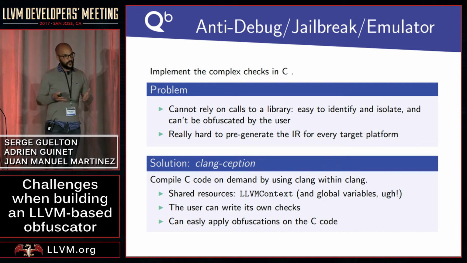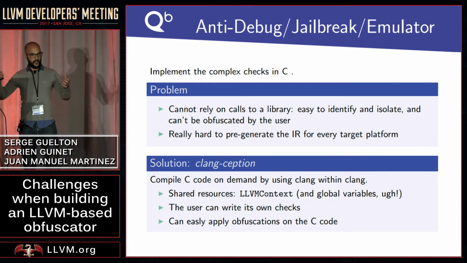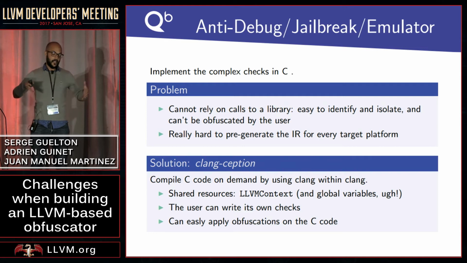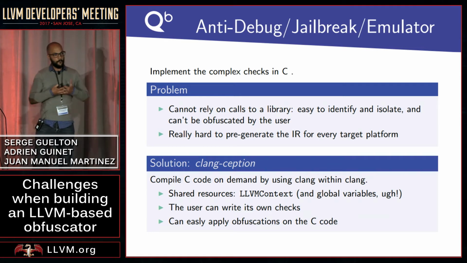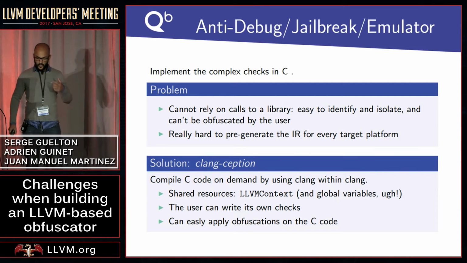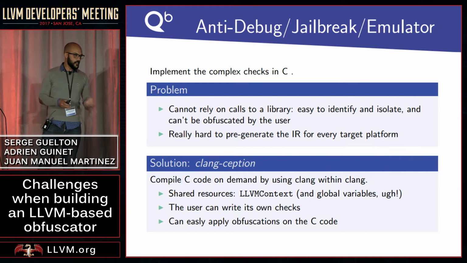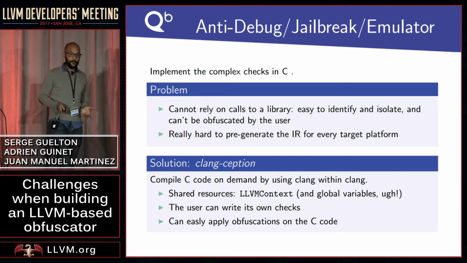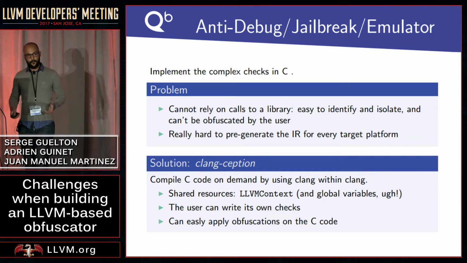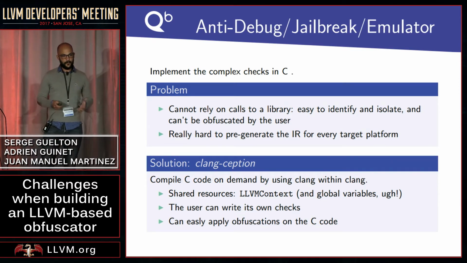The solution that we want is to have the IR of the check at the same time as the IR of the user's code, and to obfuscate both of them at the same time as a whole. One solution for this is to pre-generate the IR for these checks in C code for every target, but that's not really practical. So the solution that we found is to do clangception. That means we call clang from within clang.